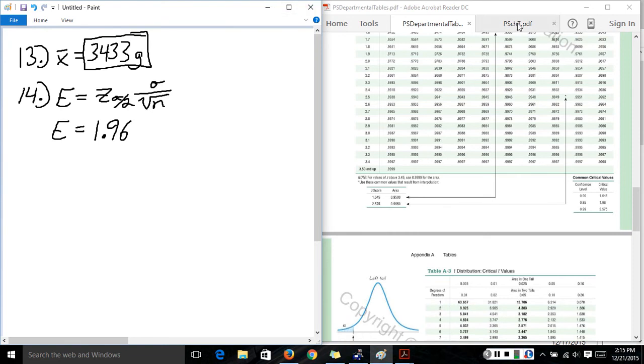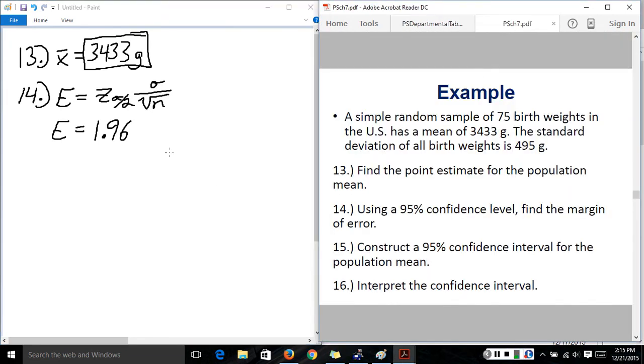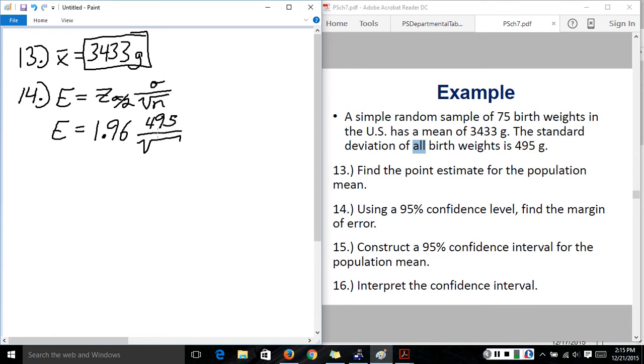For sigma, that's the population standard deviation, I look back at the scenario in the problem, and the standard deviation of all birth weights. Now I know that this is a population standard deviation because of the word all. Standard deviation of all birth weights. That tells me that this is a population parameter. So sigma is 495. And the sample size, well, there were 75 birth weights in this sample, so 75 is n.